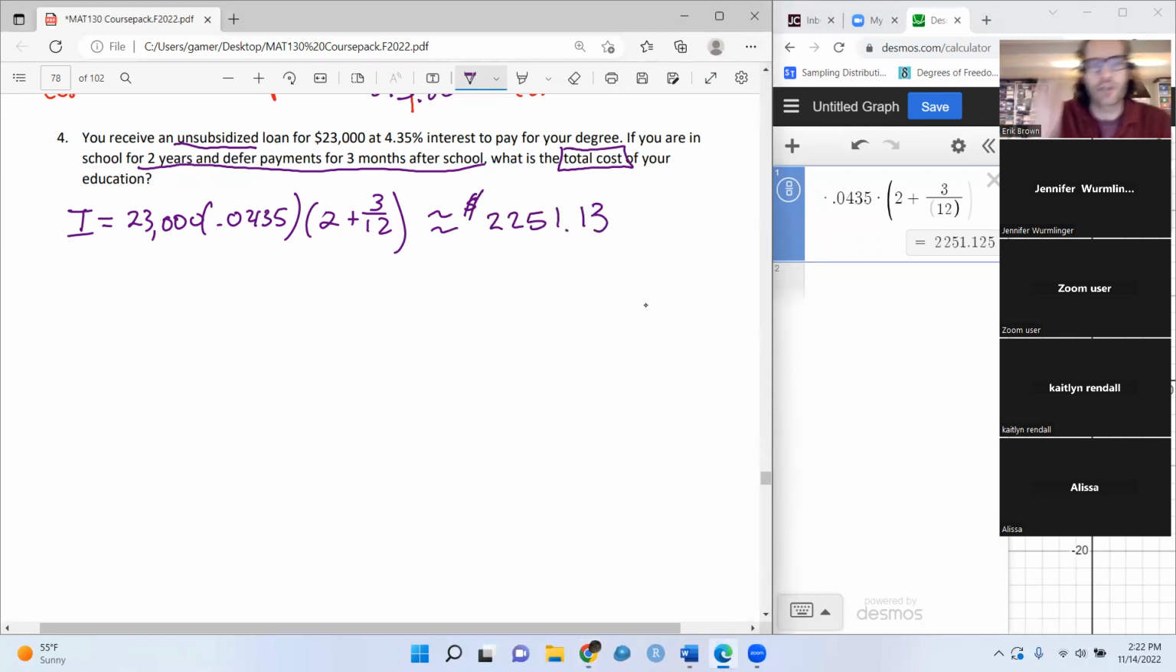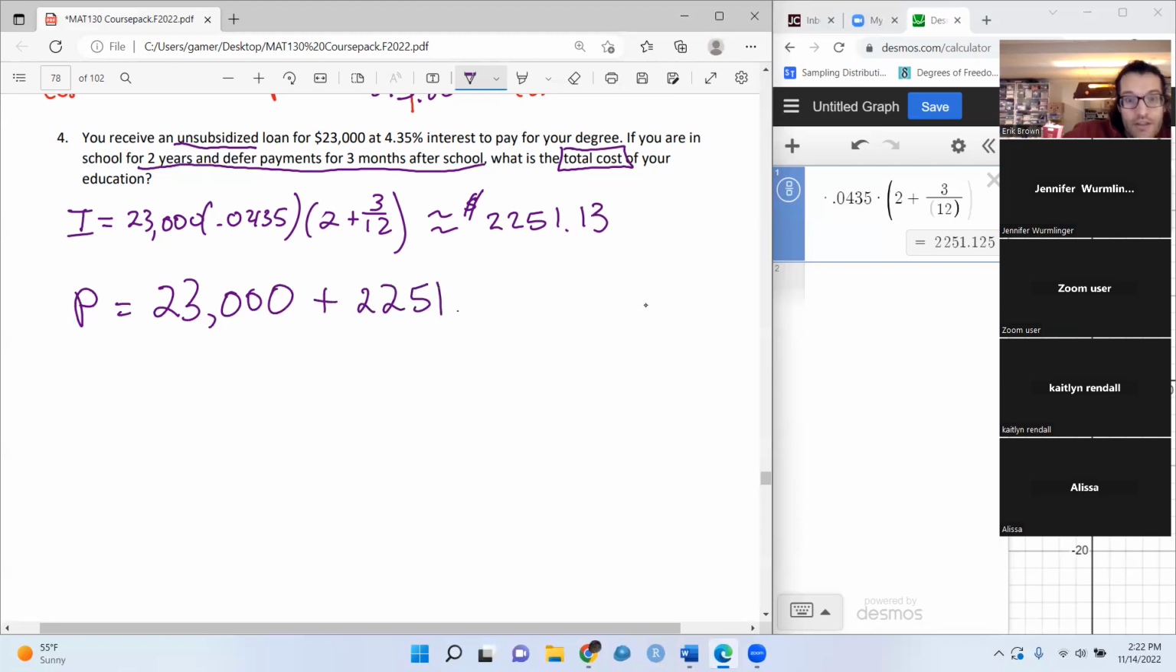So this much interest is going to be accruing while your payments are deferred. While you're taking your classes and then you graduate, you end up with this much interest being charged. Now, since it's unsubsidized, the principal we're going to have to repay is the initial amount we borrowed plus this amount of interest.